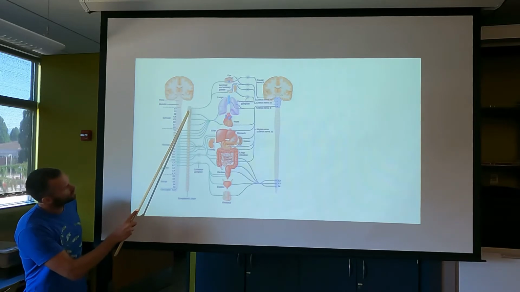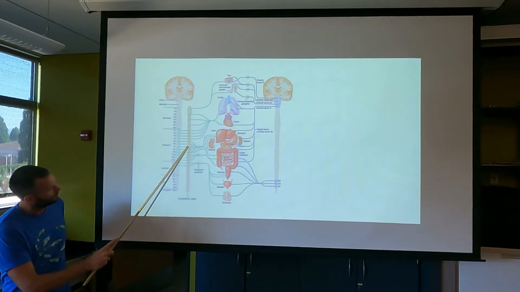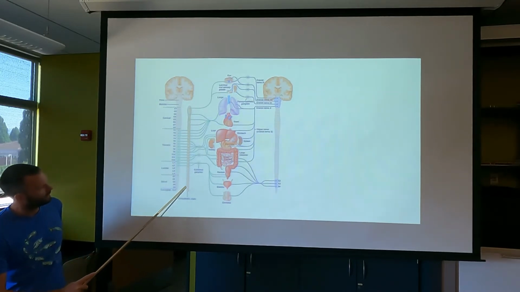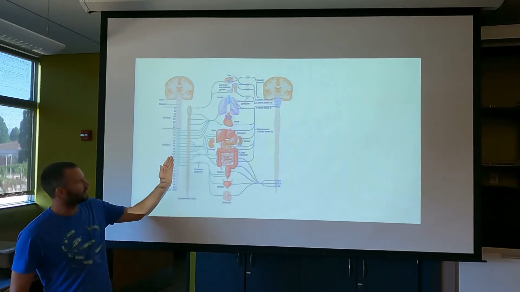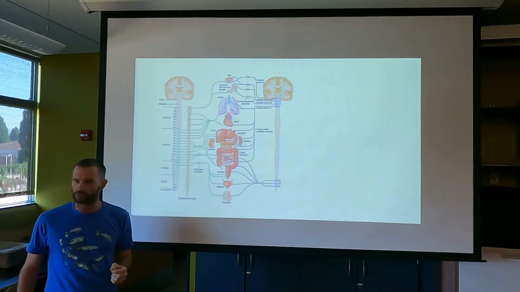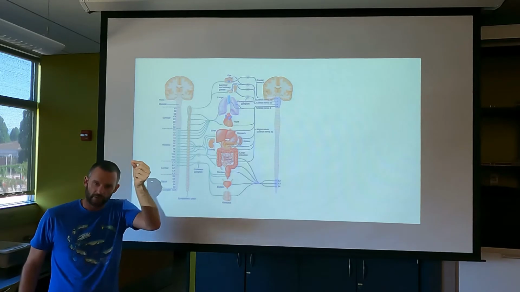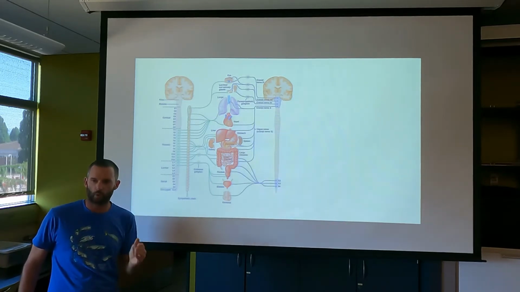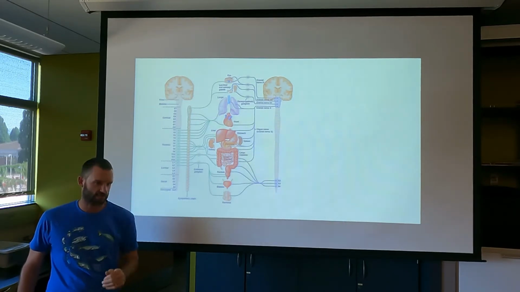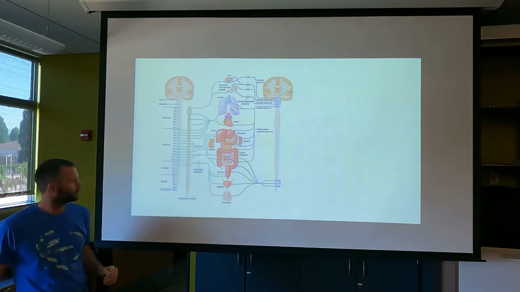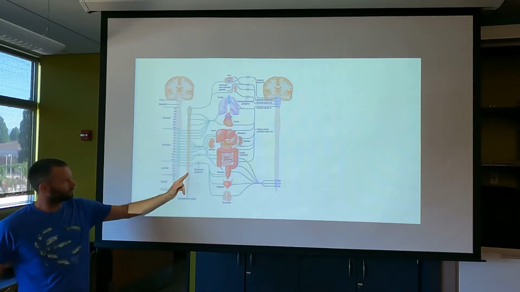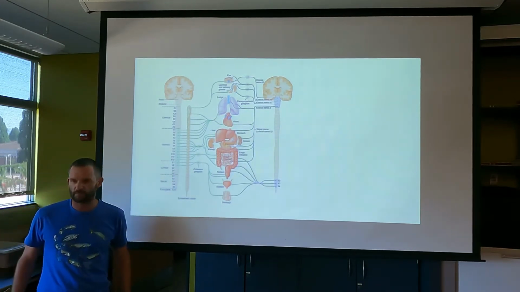What is this structure right there? And I will say it runs parallel. It runs right next to the spinal cord. It runs parallel to the spinal cord, and there's one on either side of the spinal cord. What is this structure? The chain. That's the sympathetic chain.